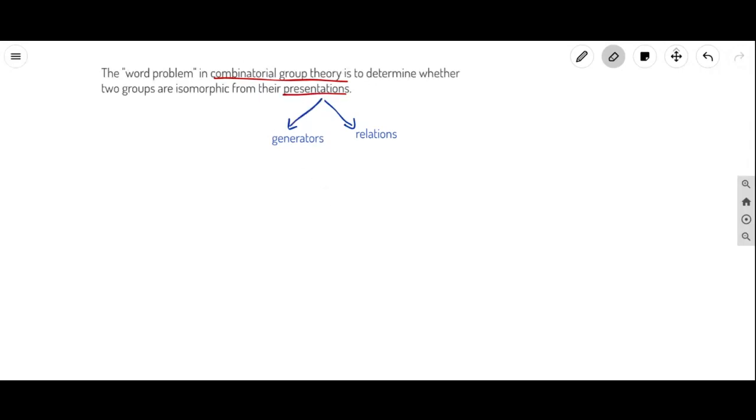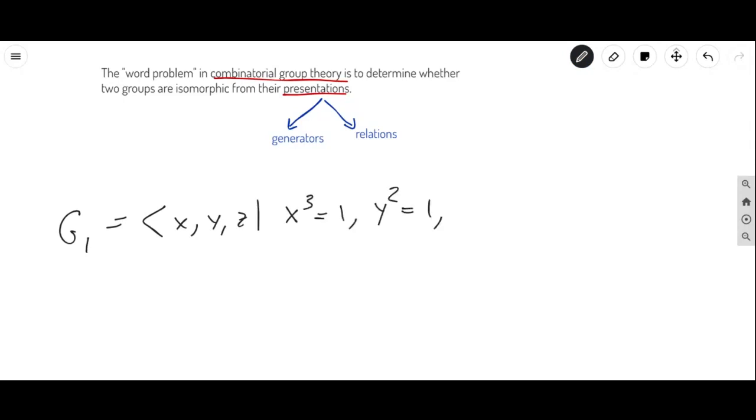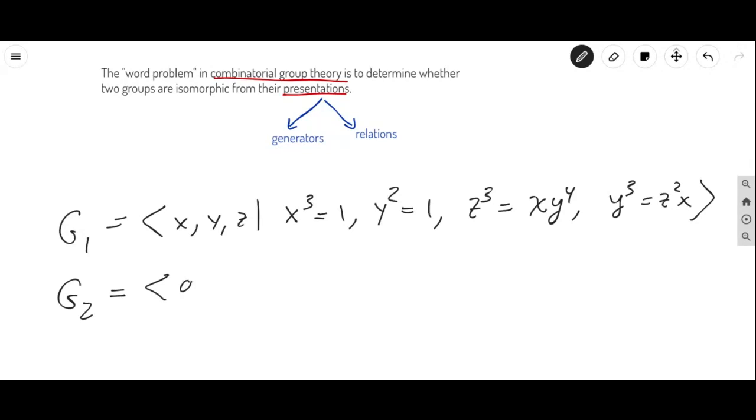And the main problem in combinatorial group theory, there are other related problems, but this is sort of the most important one, is let's say I give you two groups. I give you a group, I call it G1, and I say this group has three generators, and x cubed is 1, y squared is 1, and then I say z cubed is xy to the fourth, and then I say something like y cubed is z squared xy. Well, let's say this. I give you this group, and then I give you another group, G2, with, let's say, two generators, and then I say something like AB squared is 1, and so on. Let's just say that.